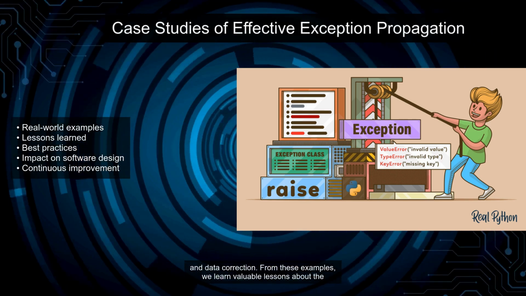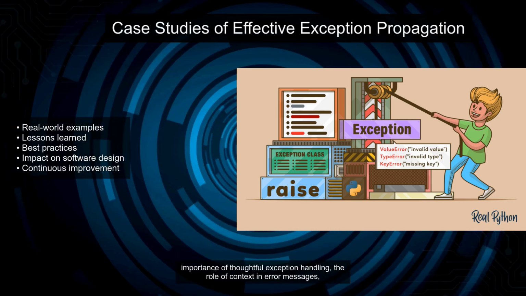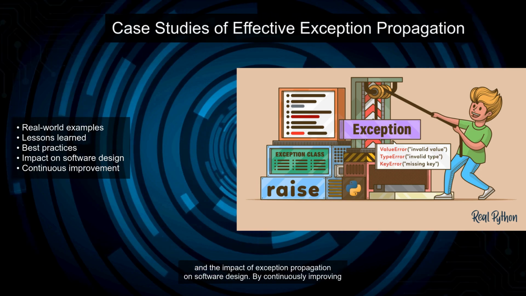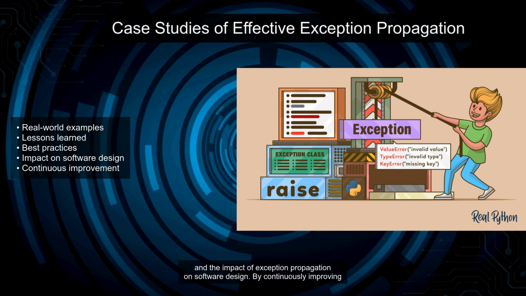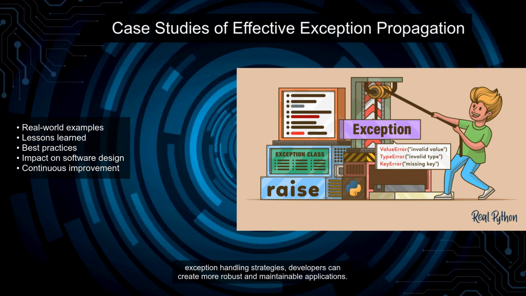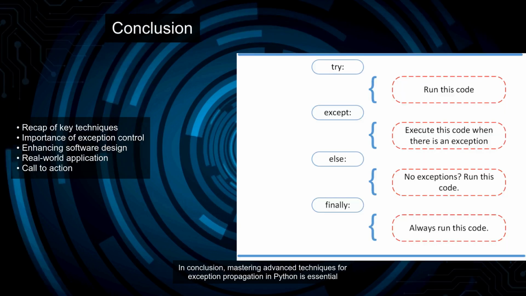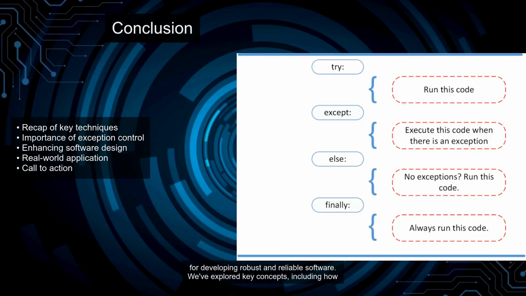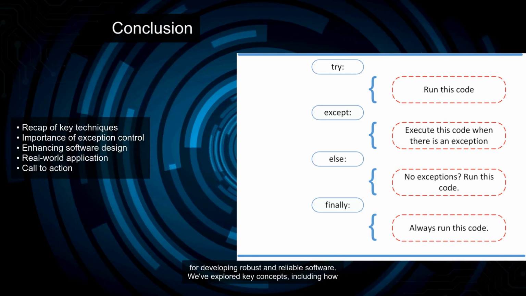From these examples, we learn valuable lessons about the importance of thoughtful exception handling, the role of context in error messages, and the impact of exception propagation on software design. By continuously improving exception handling strategies, developers can create more robust and maintainable applications. In conclusion, mastering advanced techniques for exception propagation in Python is essential for developing robust and reliable software.